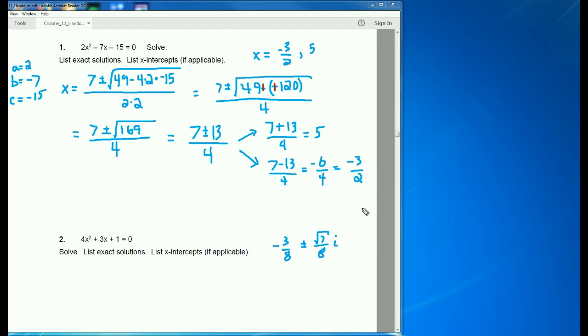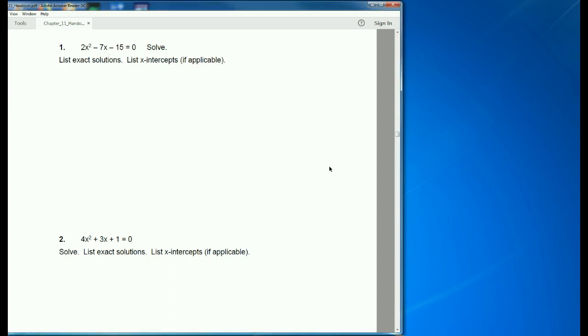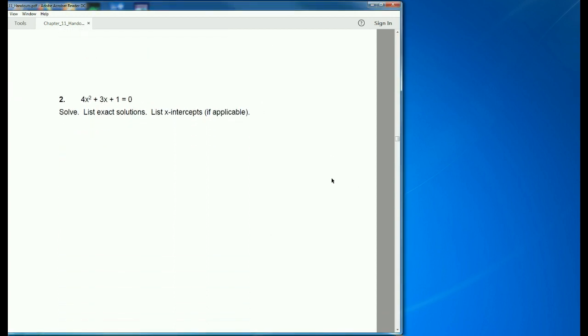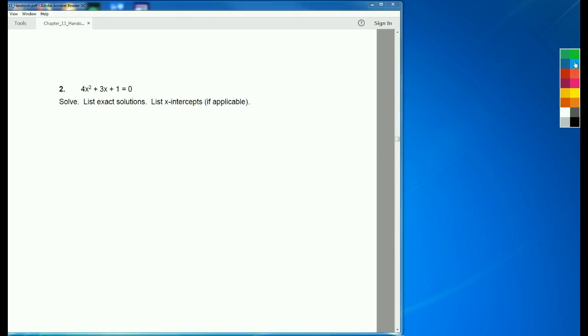All right, pause it if you want. I'm going to erase all that and scooch down. Okay, to this one. All right, so for this one, oh shoot, come on, pencil. We've got A equals 4, B equals 3, and C equals 1.